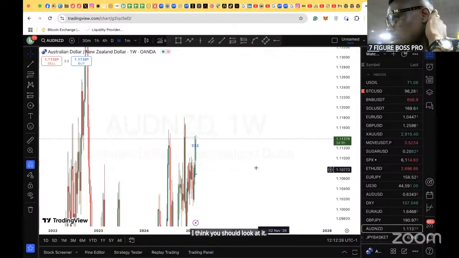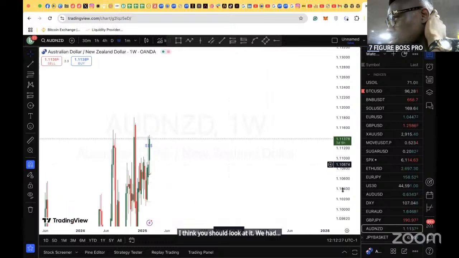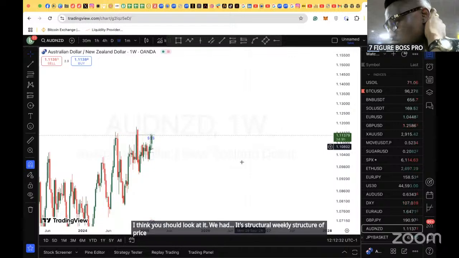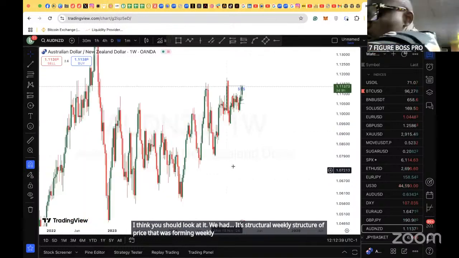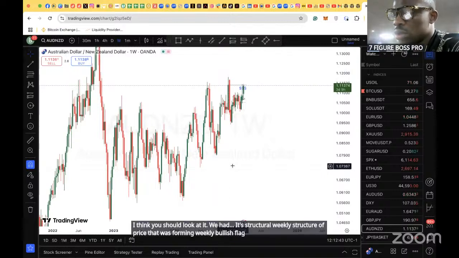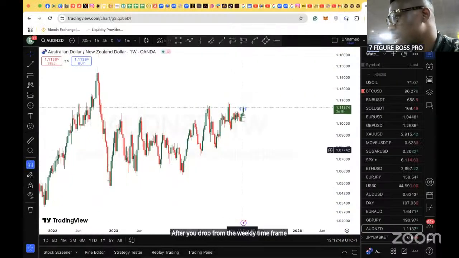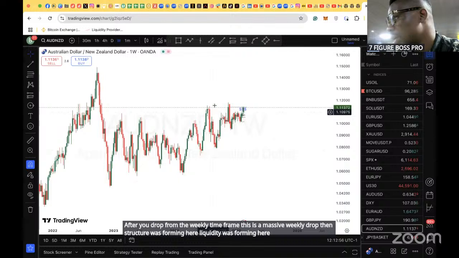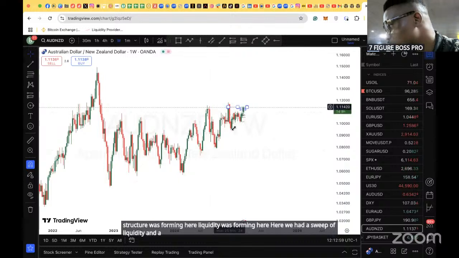We had a weekly structure of price that was forming a weekly bullish flag after a drop from the weekly time frame. This is a massive weekly drop. Then structure was forming here, liquidity was forming here. Here we had a sweep of liquidity and a drop to break structure, then a push back to the OTE area. So it's a weekly, nice, sweet structure.